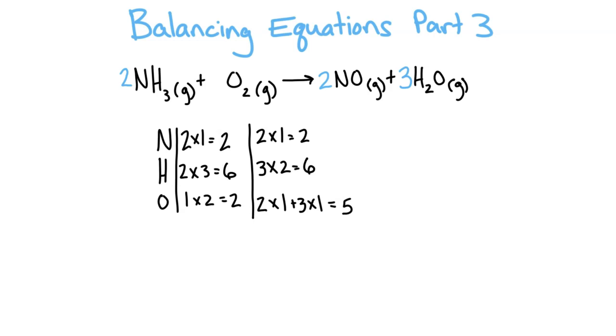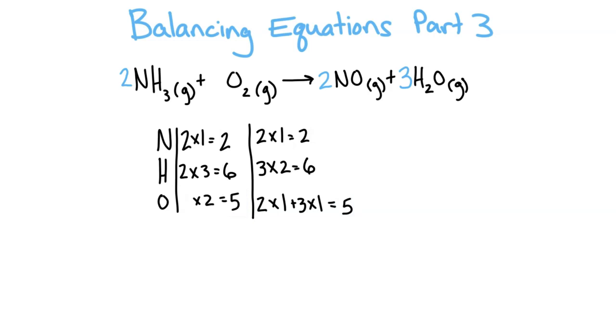Don't forget to distribute the 2 to the N and the O. Now we see that the only thing left out of balance is oxygen. Since the number is lower on the reactant side, we need to find a way to increase it. Unfortunately, O2 can only be increased by steps of 2 because of the 2 in the subscript. The way around this roadblock is to use a fraction.